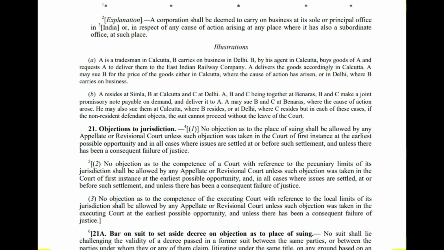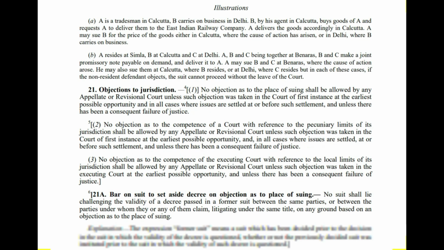Then in that case, if B does not pay the money, then A can sue either in Calcutta or in Delhi, where the cause of action arose and where B carries on the business. Imagine if B is not paying the price. Then A can sue either in Calcutta where the cause of action arises or in Delhi where B carries on his business. Let us move to the next illustration.